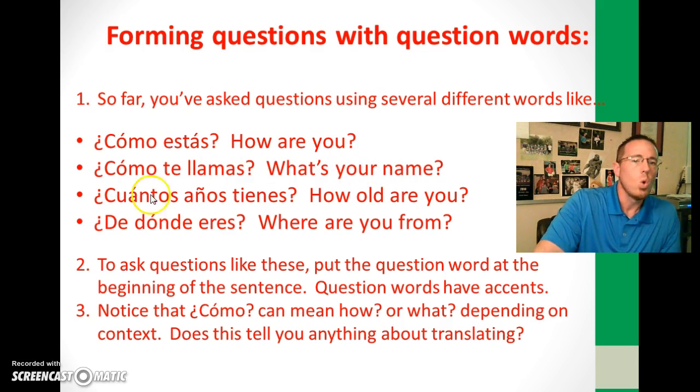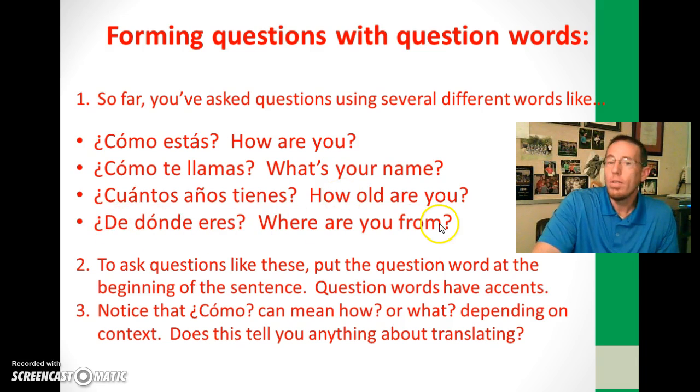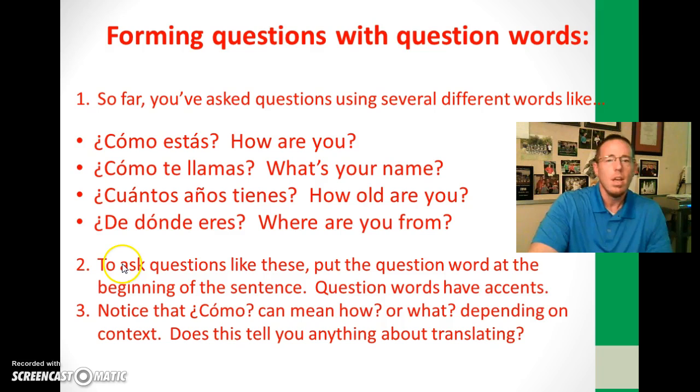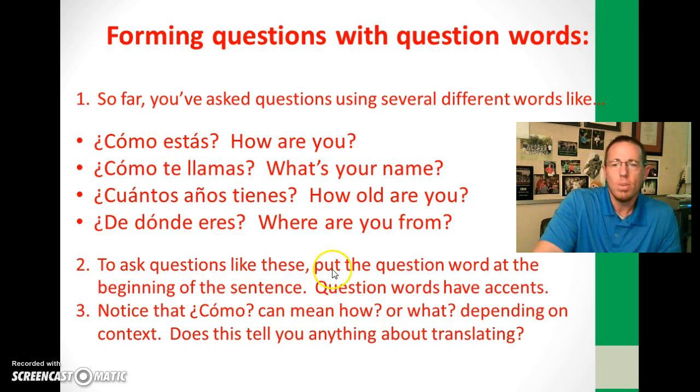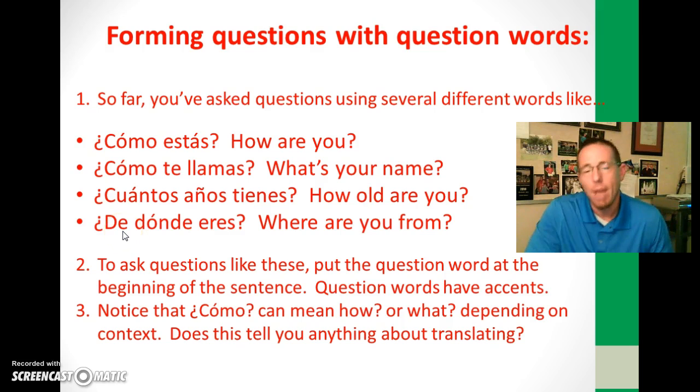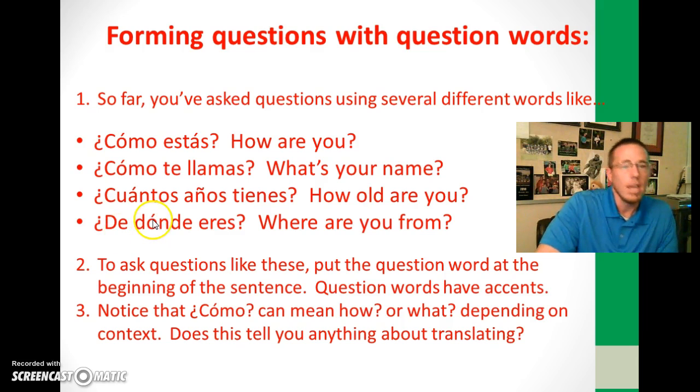What's your name? ¿Cuántos años tienes? How old are you? ¿De dónde eres? Where are you from? So those are just some examples of question phrases and question words that we've used so far in the last couple chapters. To ask questions like these, you put the question word at the beginning of a sentence, and notice that all these question words have an accent somewhere. Cómo has an accent. Cuántos has an accent. ¿De dónde, which is considered a compound question phrase, again, has an accent.